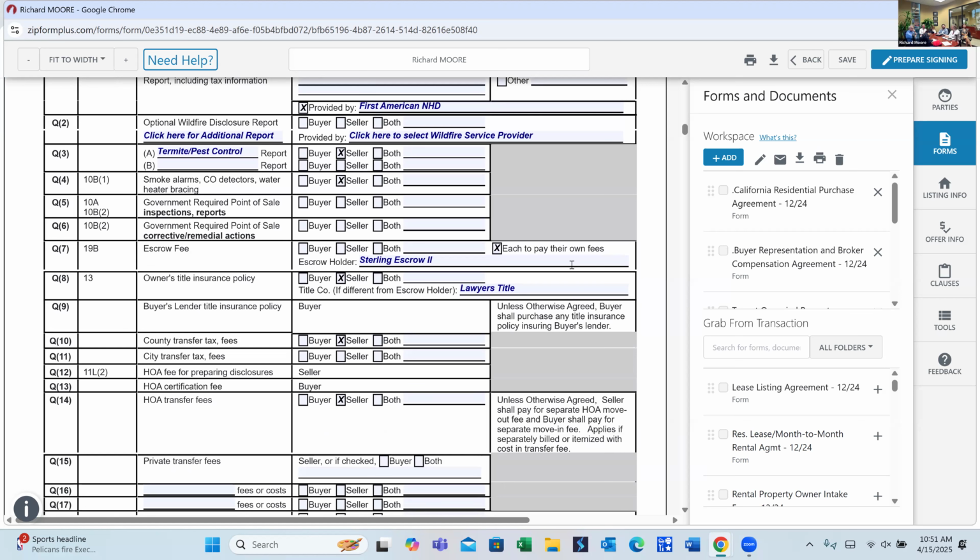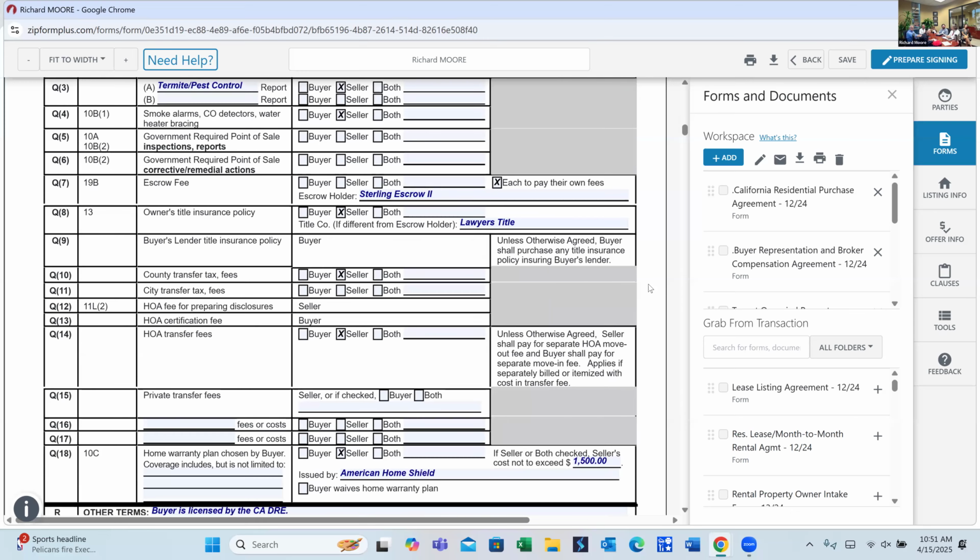Q7 escrow fee. I suggest each pay their own fees because maybe your client can get a discount and another one won't. You say both and they're splitting, and then each gets a benefit of the discount. And we always suggest Sterling Escrow. That's how I make money here.